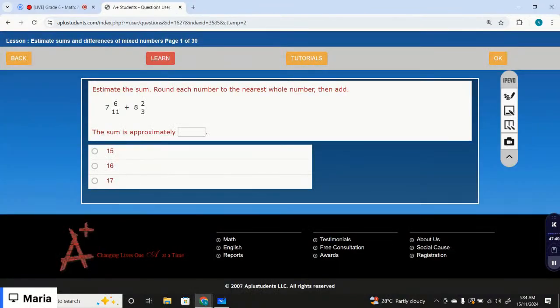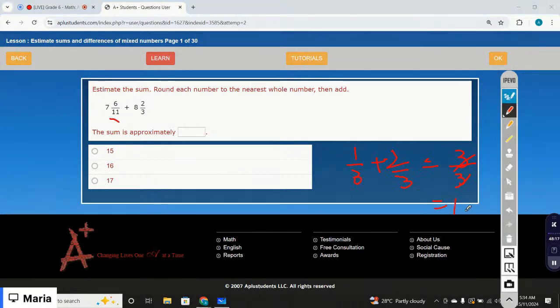7 whole 6 over 11 plus 8 whole 2 over 3. 6 over 11, right? That is more than half. Just look at the fraction part. 6 over 11 is more than half, so you need to round up. It would be rounded off to 8.